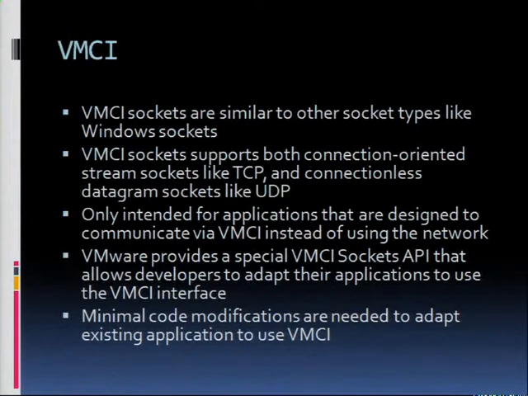VMware also provides a special VMCI sockets API that allows developers to adapt their applications to the VMCI interface. They actually have a whole bunch of coding examples. It's not too difficult. They give you examples of exactly how you can change your apps to use traditional network sockets to use these VMCI sockets instead. If your app does not support it, it's not going to work. You can turn it on, nothing's going to happen.